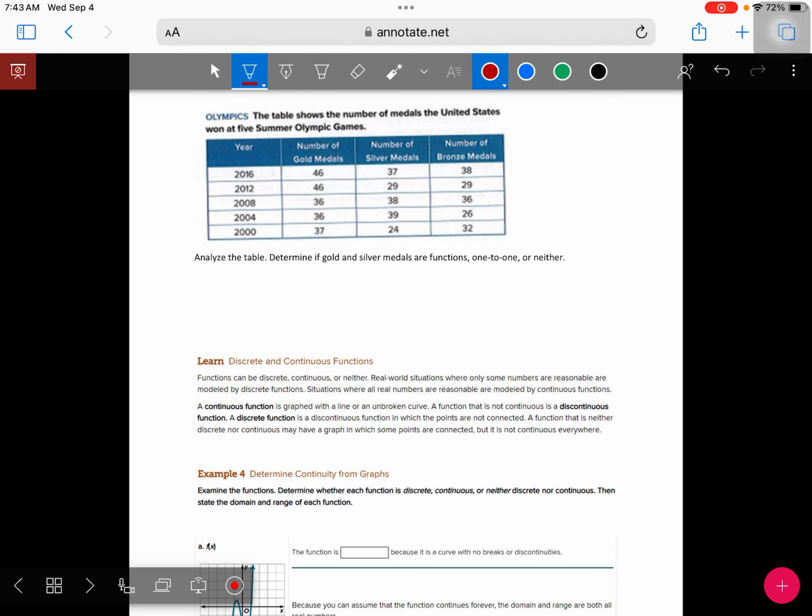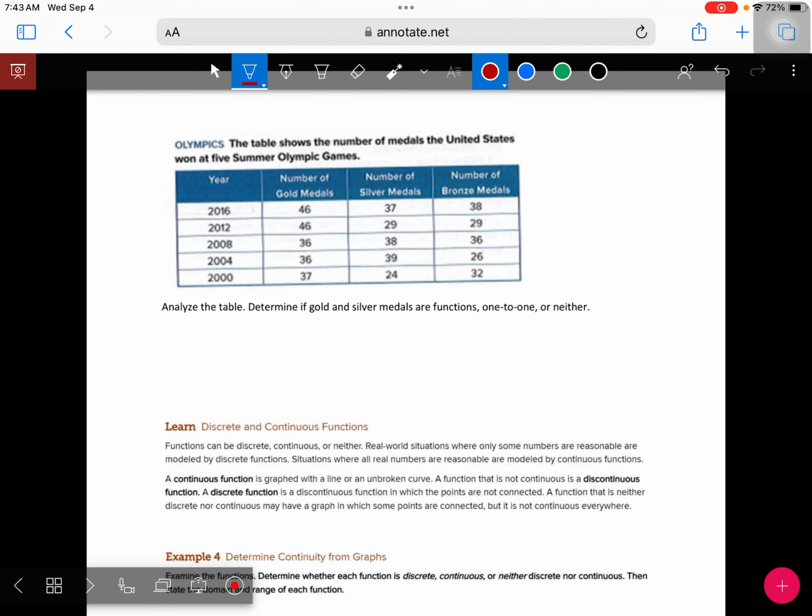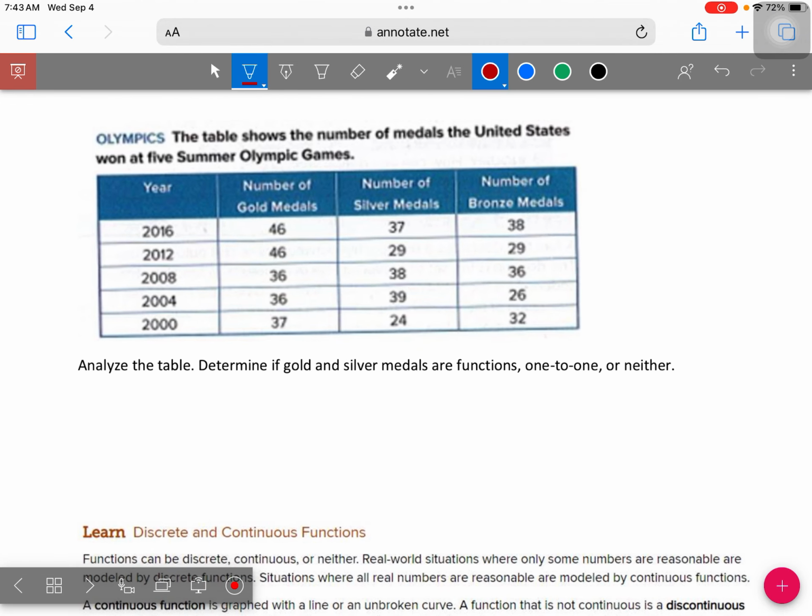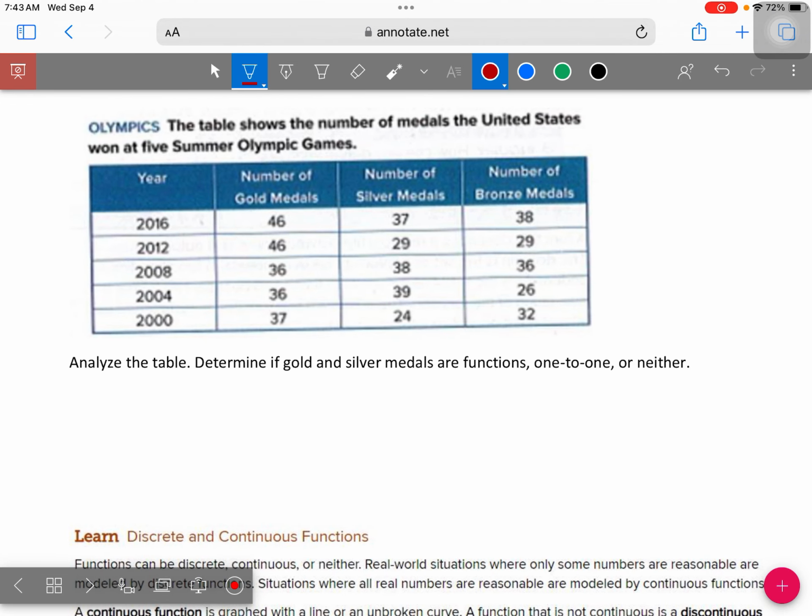All right. Take a look at the table at the top. The table shows the number of medals the United States won at 5 different Summer Olympic Games. Analyze the table. Determine if gold and silver are functions, if they're one-to-one or neither. So what's going to be my domain here?